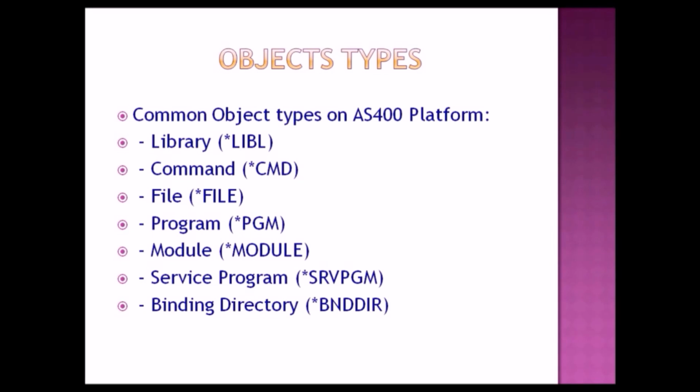Next, we have the object type called binding directory, abbreviated to *BNDDIR. Then data area, abbreviated to *DTAARA. Note again that we will discuss each and every object and its types in much more detail as we proceed further in our course. So as of now, just note down the object types we discussed, and not to worry if it's not clear in the first instance.